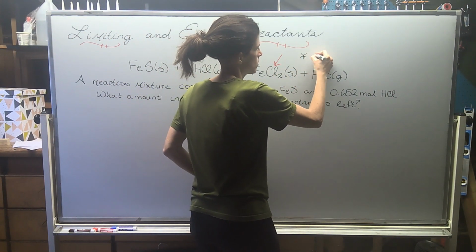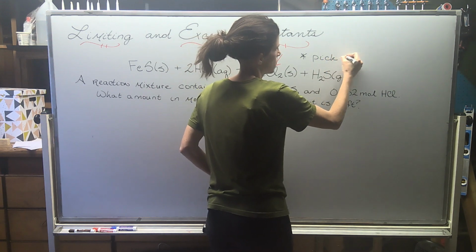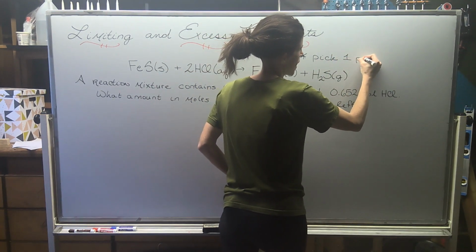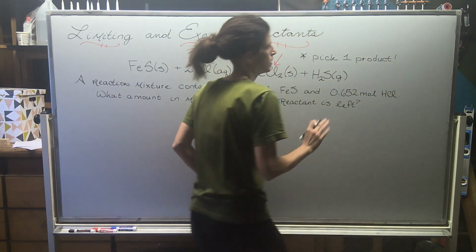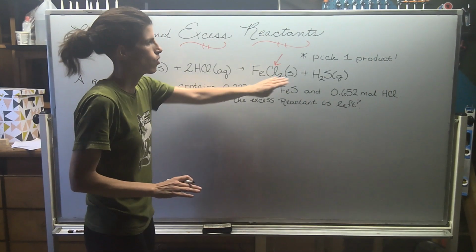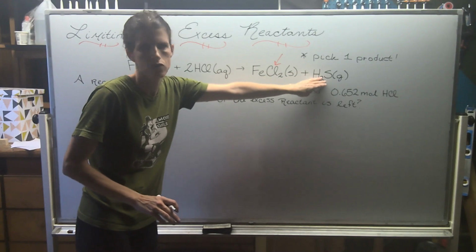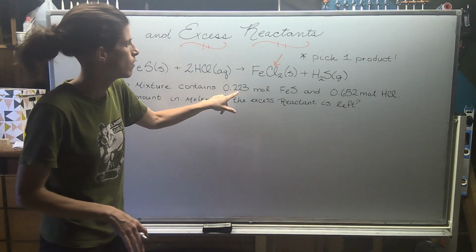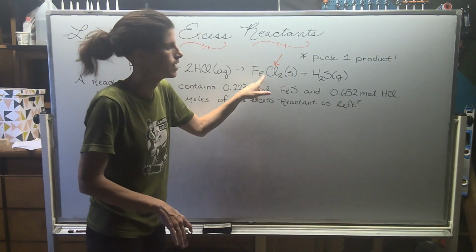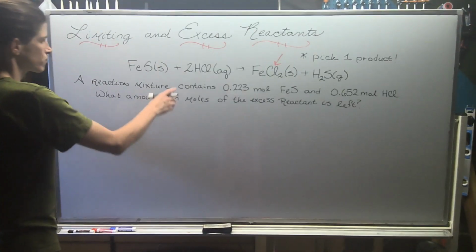Again, it has to do with that apples to apples analysis. We can't compare iron chloride to dihydrogen sulfide. It's just not a valid comparison. So we're going to change both of these reagents into the iron chloride.